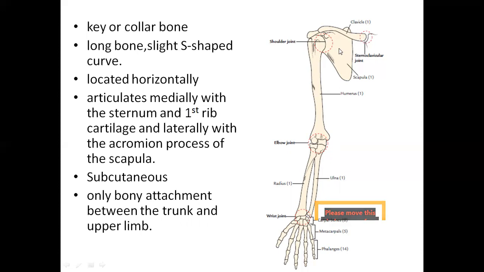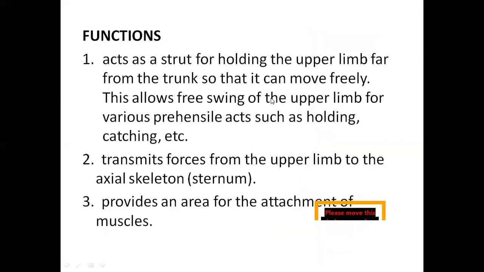Okay, cartilage, and laterally it is articulating with the acromion process of scapula. You can also palpate it in your own body. It is completely subcutaneous. It is the only bony attachment which we see between the axial and appendicular skeleton. I told you in the beginning that is between the trunk and upper limb. The connecting bone is clavicle.